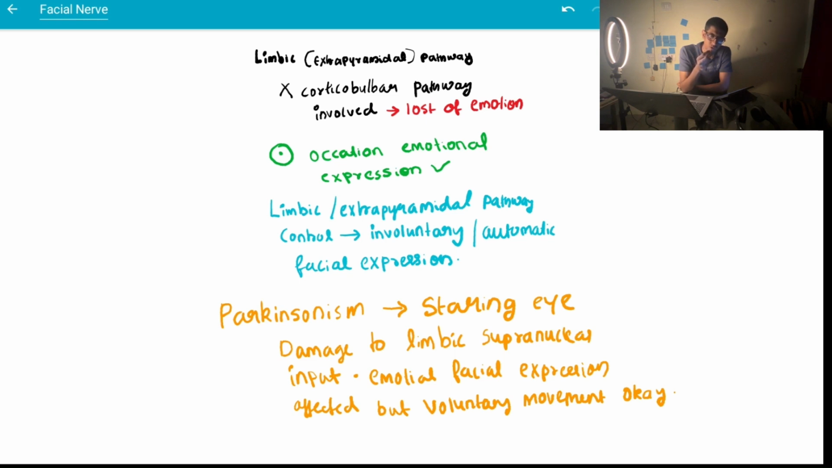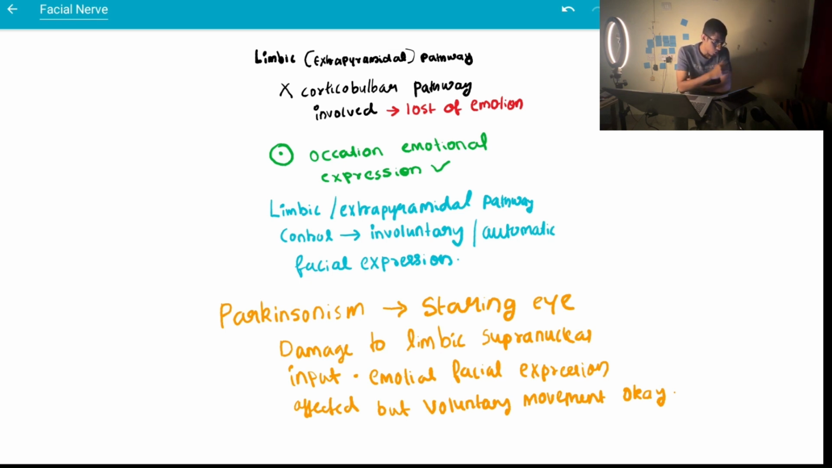And if you see Parkinsonism, they get a staring face. The staring eye is there, and the masked face, that is the correct word. They look like this. They stare with the eyes, they don't have any expression, because they have a problem with this extrapyramidal tract, and this part of the facial supply is affected.